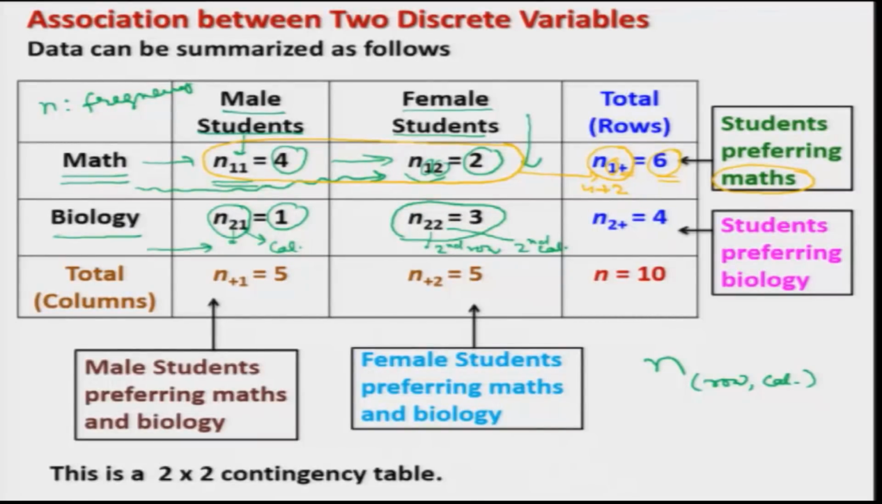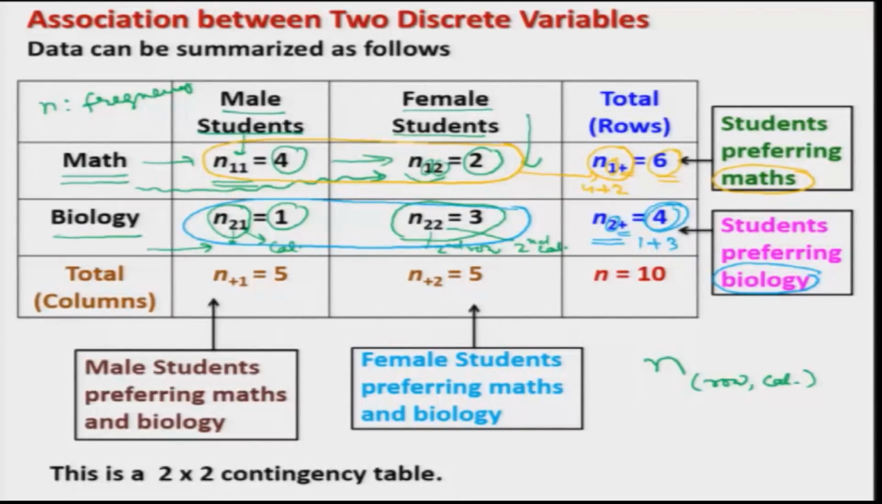And similarly, in case I try to sum the frequencies in the second row, this is denoted here as n2 plus, and this number is 1 plus 3, which is equal to here 4. So, once again here this 2 in this n2 plus, 2 is indicating the subject in the second row, which is here biology, and plus is indicating here that this addition has been obtained on the second subscript, which is column. So, this n2 plus is equal to 4. This is giving us the information that there are 4 students who are choosing biology.